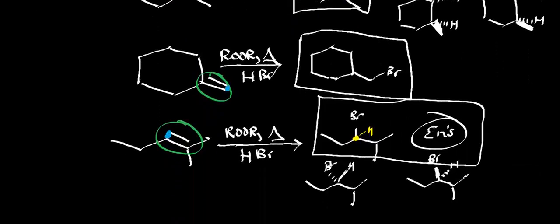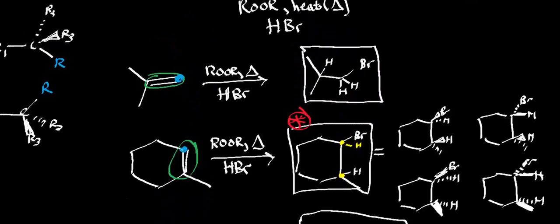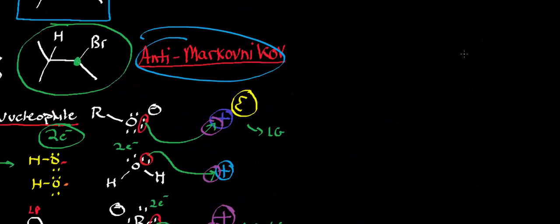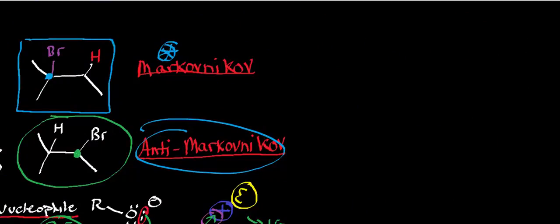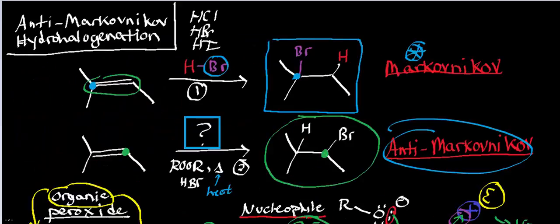All right, so hopefully these examples made sense. All you're doing is you're adding bromine to the least substituted side. It's an anti-Markovnikov addition. Okay. Now, there is one other thing I want to talk about with this reaction. Notice what I said here at the very beginning of the video.